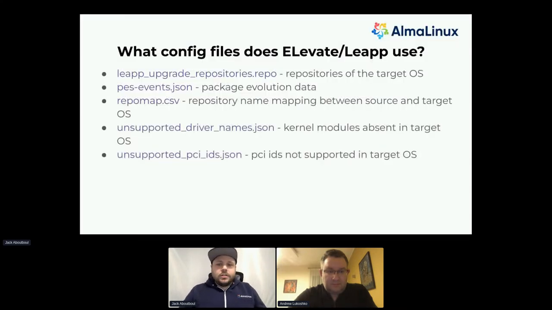So what files do Elevate and Leap use? There's the leap upgrade repositories.repo, which defines the repositories of the target OS, which it's of course going to pull down packages from. There's the pesevents.json file, and that's the package evolution data. I'll talk about this on the next slide, but packages evolve between different versions of the distribution, and that is the key file that defines how that works. Then repomap.csv, a repo mapping between the source and target OS. Unsupported drivers for kernel modules that are not going to be available in your new OS, which were available in your current one, and also a file that holds the unsupported PCI IDs.